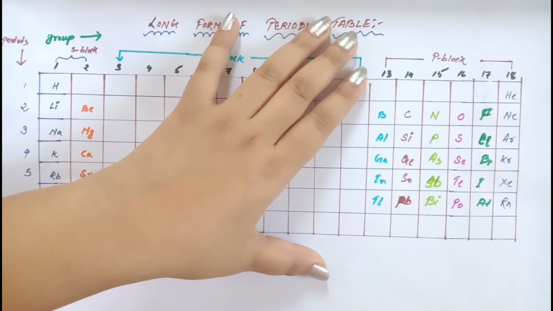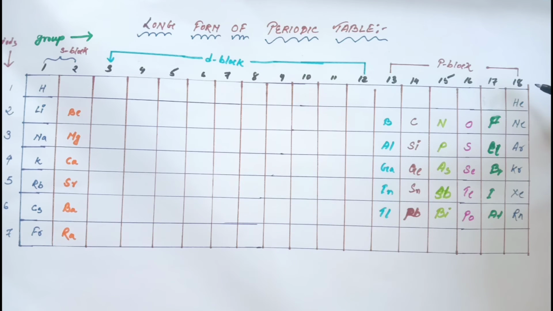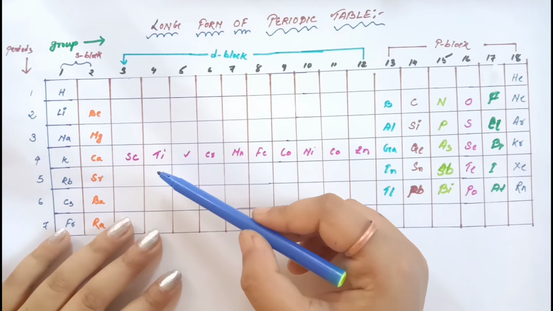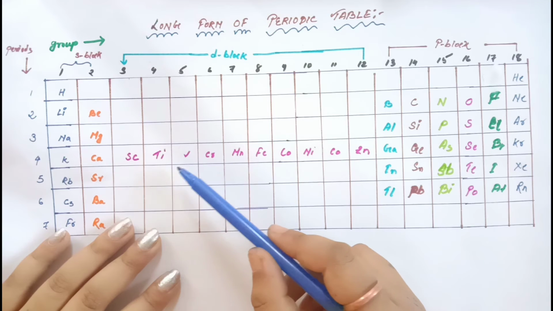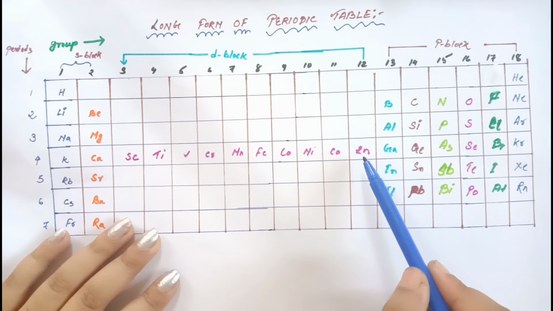And see the group 18 elements. These contain helium, neon, argon, krypton, xenon and radon. These group 18 elements are also known as noble gases. We can remember these elements like Hina, Nina or Karina ki X-ray Rangin. So we can remember the S and P block elements group-wise. And these are the D block elements: scandium, titanium, vanadium, chromium, manganese, iron, cobalt, nickel, copper and zinc.